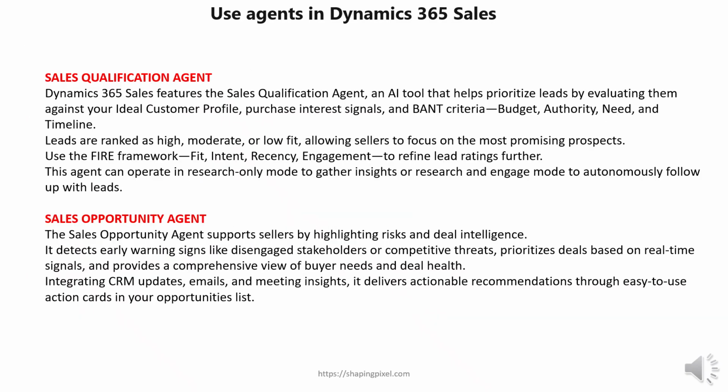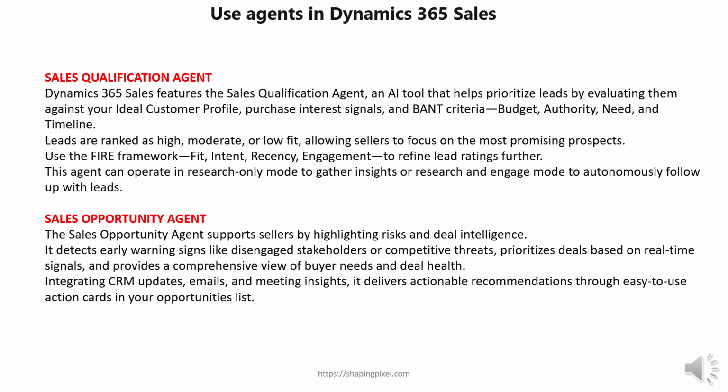Dynamics 365 Sales features the Sales Qualification Agent, an AI tool that helps prioritize leads by evaluating them against your ideal customer profile, purchase interest signals, and BANT criteria: budget, authority, need, and timeline. Leads are ranked as high, moderate, or low fit, allowing sellers to focus on the most promising prospects. Use the FIRE framework: fit, intent, recency, engagement, to refine lead ratings further.